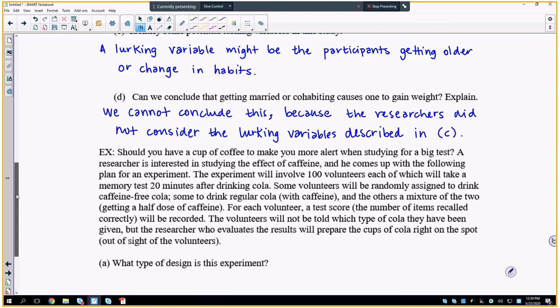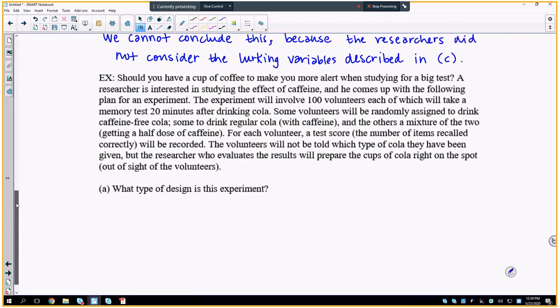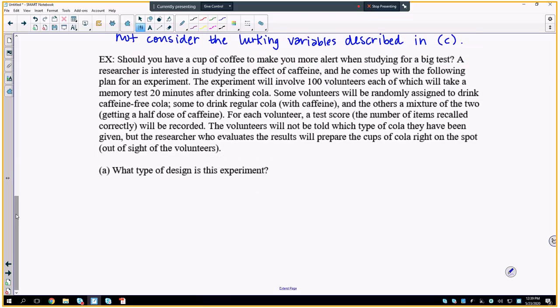Let's look at one more example. The question is, should you have a cup of coffee to make you more alert when studying for a big test? A researcher is interested in studying the effect of caffeine, and he comes up with the following plan. The experiment will involve 100 volunteers, each of which will take a memory test 20 minutes after drinking cola. Some volunteers will be randomly assigned to drink caffeine-free cola, some to drink regular cola with caffeine, and others a mixture of the two, getting half caffeine, half non-caffeine.